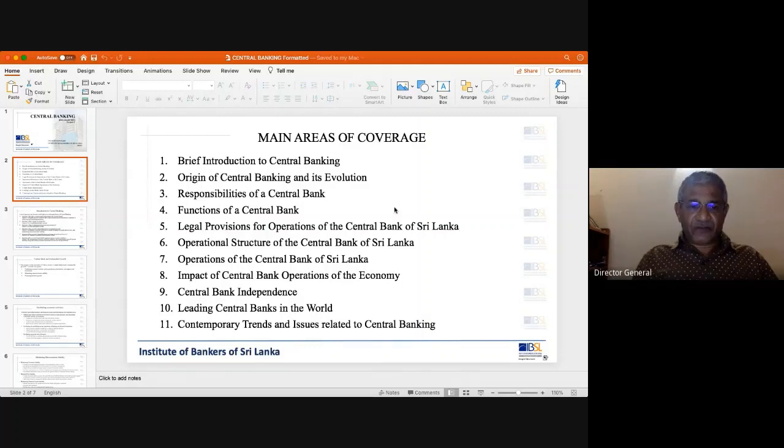Then the 10th topic is about leading central banks in the world. When we take the Central Bank of Sri Lanka, its authority is within the Sri Lankan economy, within the Sri Lankan monetary system. But in an integrated world, we have relationships and interdependence among central banks. And also, Sri Lanka is a very, very open economy. In terms of trade as well as the use of financial services and payment systems, the central bank is always linked to the rest of the world.